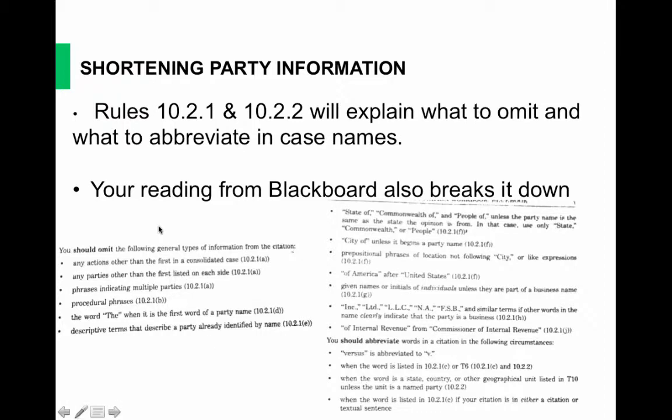I just screenshotted some of what's in the PDF. It's really helpful. So if you haven't taken a look at it yet, I would highly recommend it. There's really no way to know, you can't just wing this. You have to look in the Blue Book or on Blackboard in order to know how to do this.